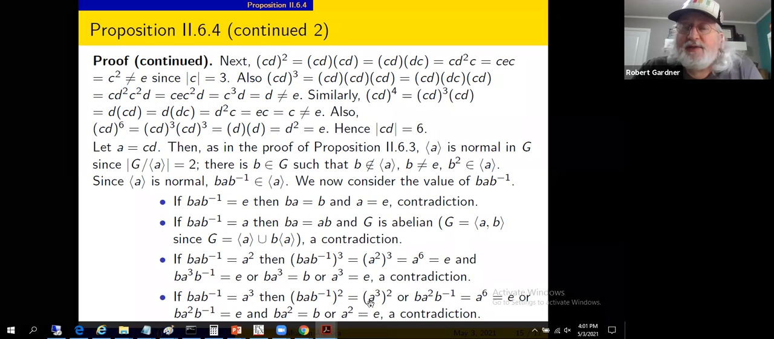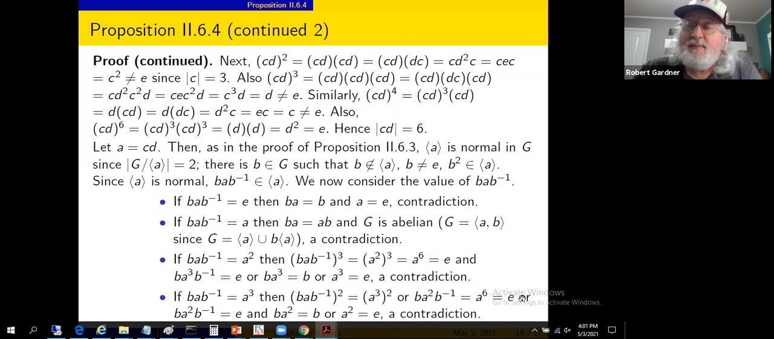Let's square both sides. We're going for getting powers of a involving exponents of 6, a to the 6th, because we know that's the identity. So that's why cubing the square and squaring the cube to get the a to the 6th. Square both sides. Multiply this out, we'll get b a squared b inverse, there you go. A cubed squared is a to the 6th. A to the 6th is the identity because a is an element of order 6.